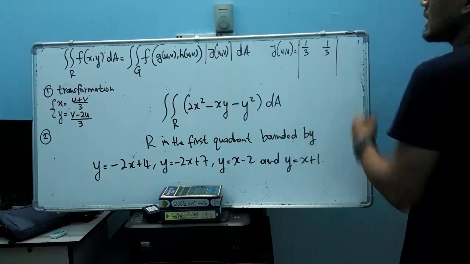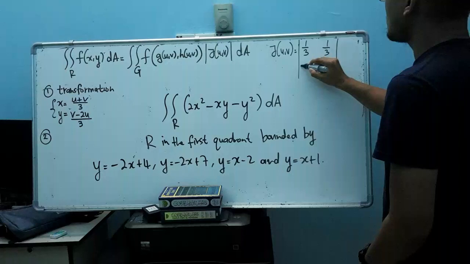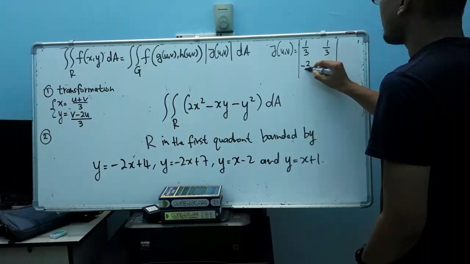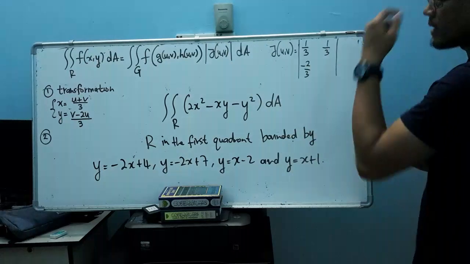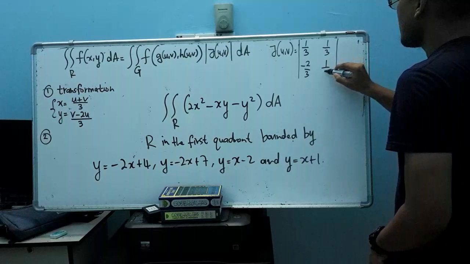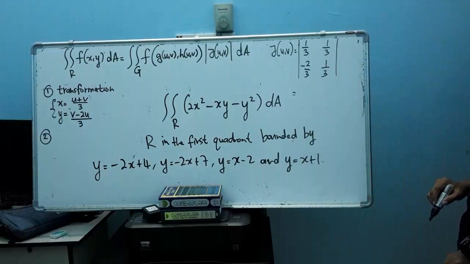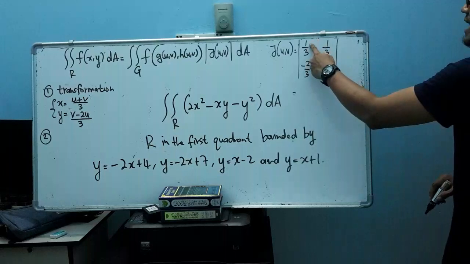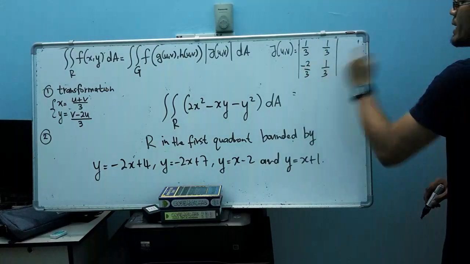And then dy/du. What is my dy/du here? My dy/du will be negative 2 over 3. What is my dy/dv? Dy/dv here will be 1 over 3. So the determinant has dx/du, dx/dv, dy/du, dy/dv.